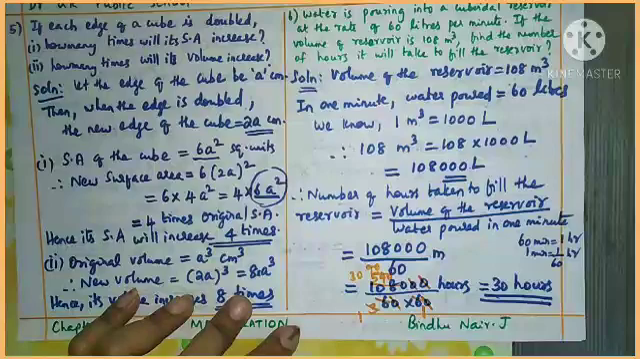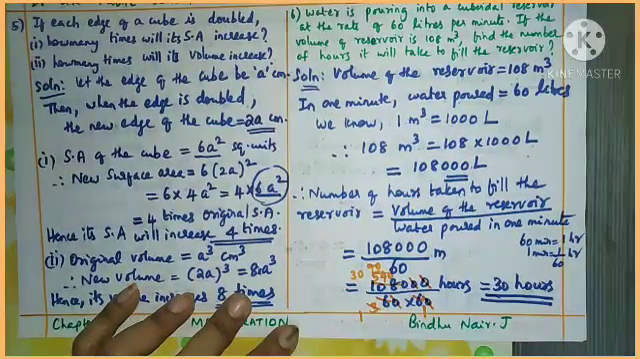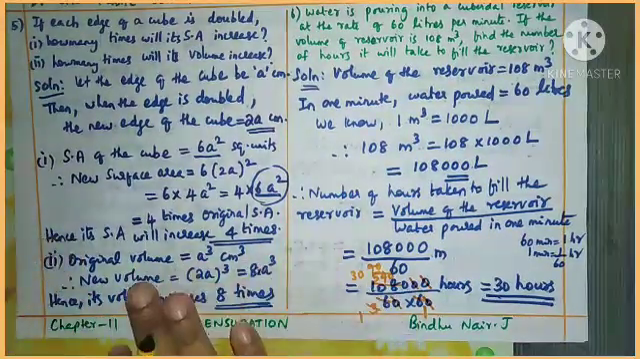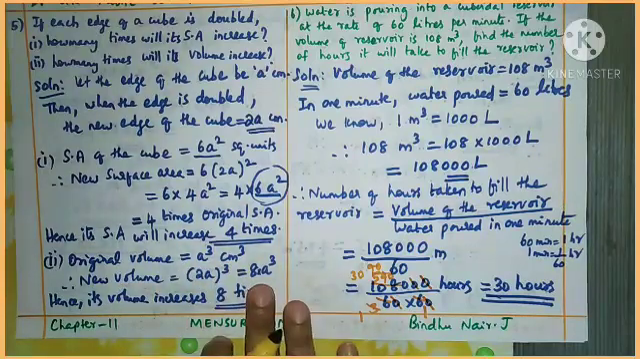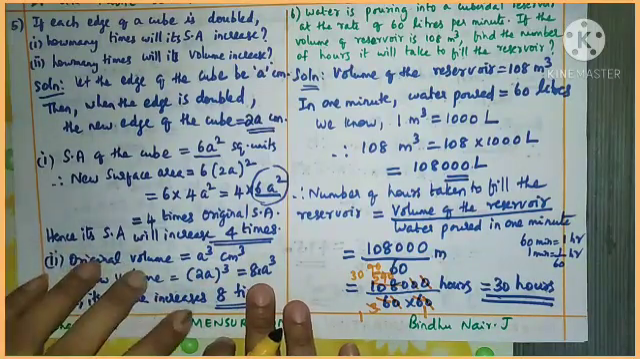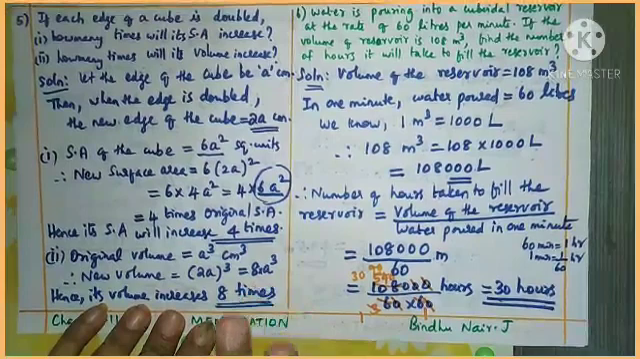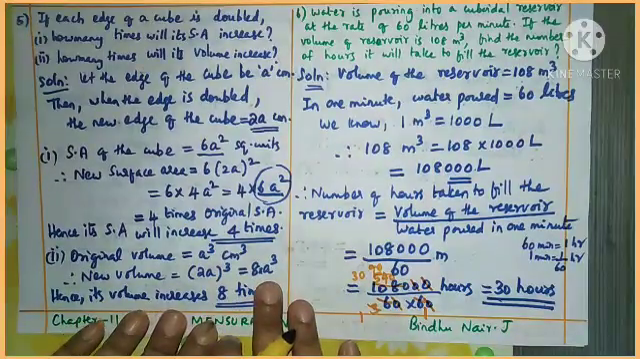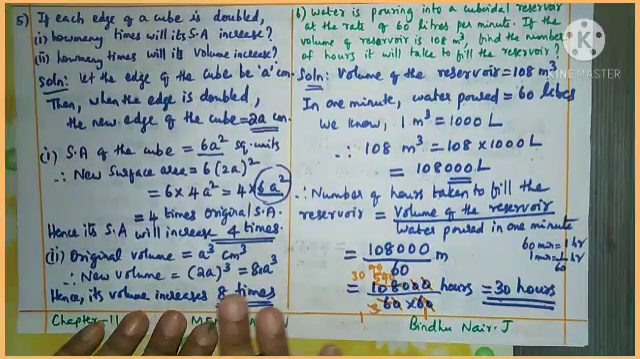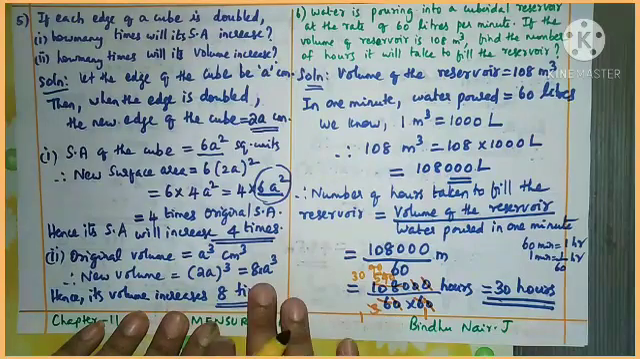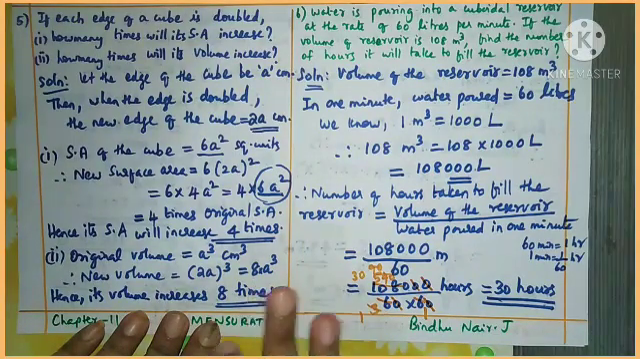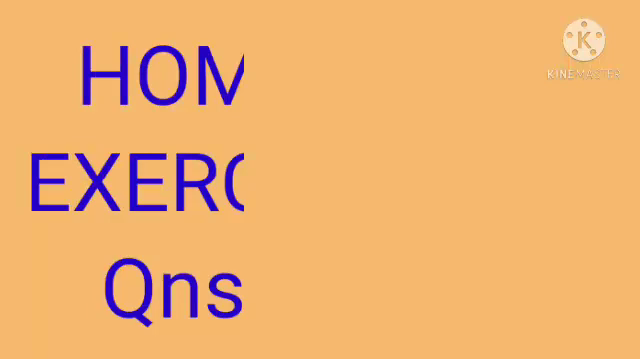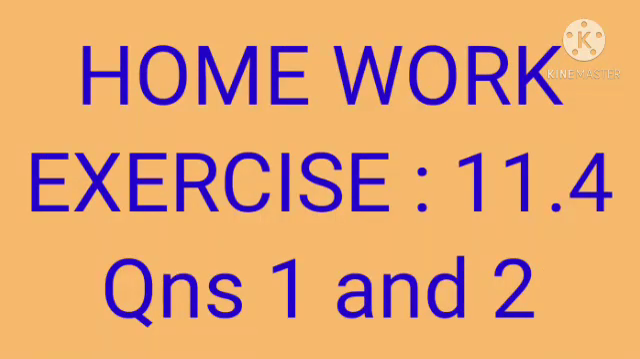Okay children, so I hope all of you understood this problem. Revise all the problems, write all of them neatly in your notebook and complete the homework also, and this chapter is over. So before the next class, all of you should complete all the notes and be ready for the next chapter. Complete the homework from exercise 11.4, questions 1 and 2. Complete the notes and revise the notes properly, children.